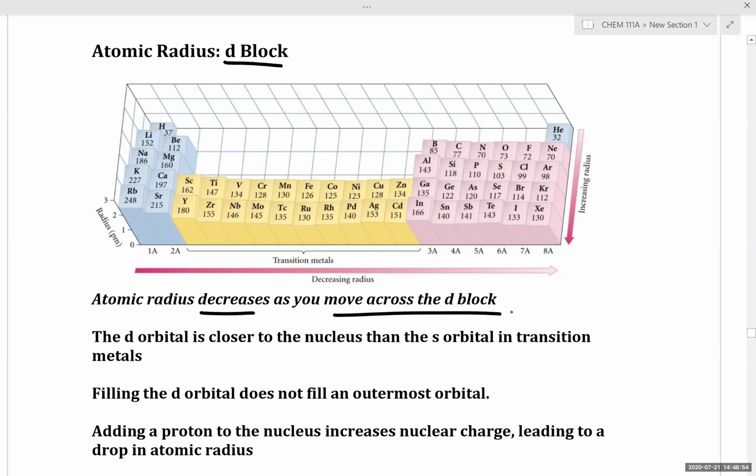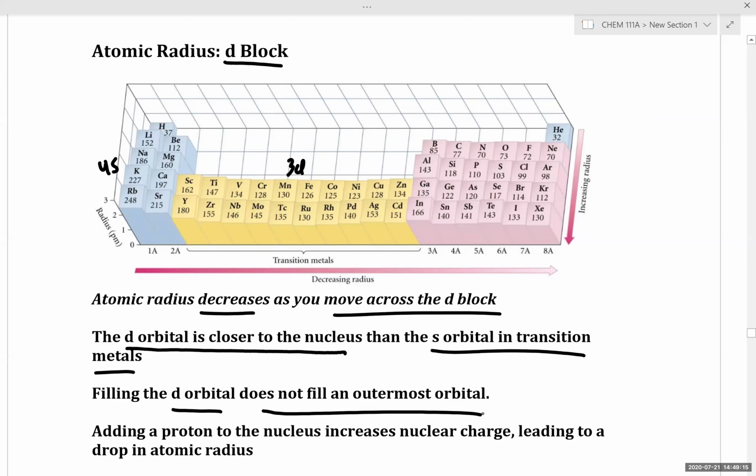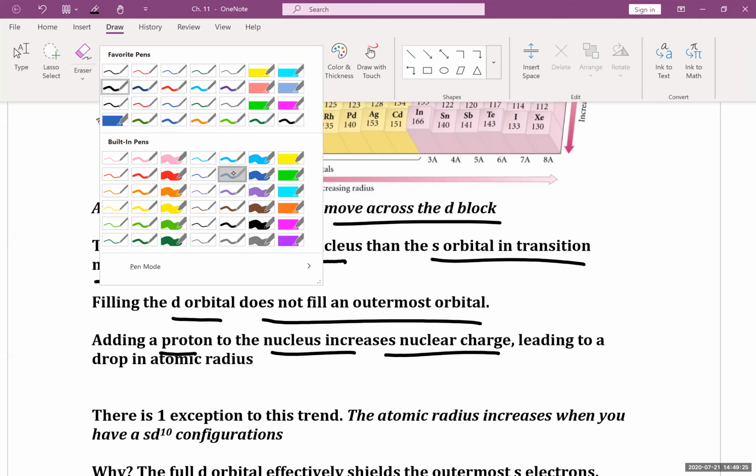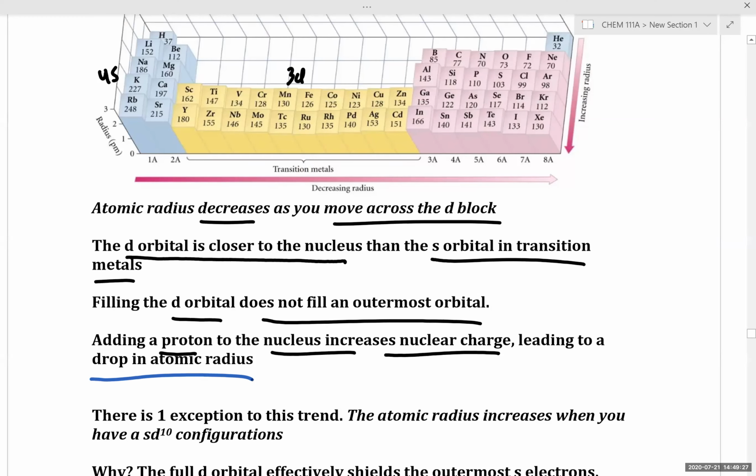Now, this drop in atomic radius is pretty pronounced for the D block because the D orbital is closer to the nucleus than the S orbital. For example, we have a 3d orbital versus a 4s orbital. Now, filling the D orbital as a result does not fill your valence orbital. Further, adding a proton to the nucleus increases the nuclear charge, leading to a decrease in atomic radius.